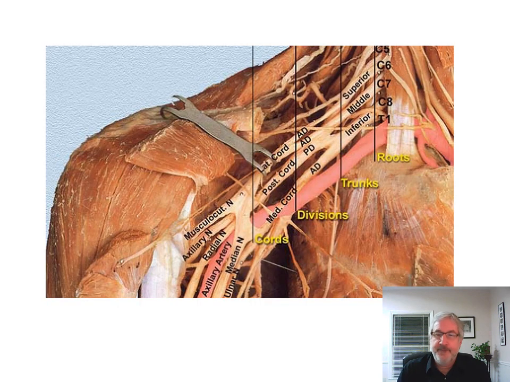Okay, next slide. So here's an actual cadaver showing the brachial plexus. Up here you have C5, C6, C7, C8, and T1. And on this side you have the musculocutaneous nerve, axillary, radial, and then the median and ulnar. Okay, and so you have your M there and there. There's your M. Okay, next slide.